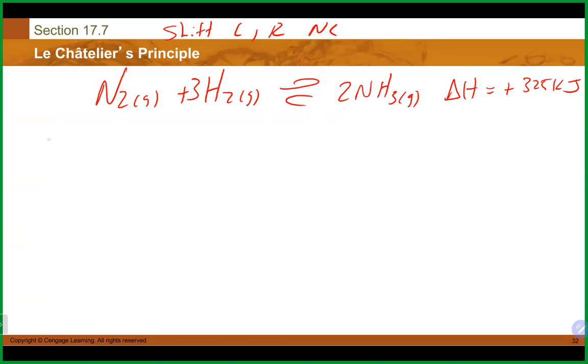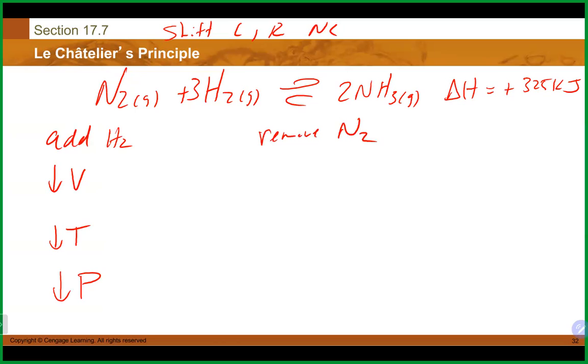If we do these things: add H2, decrease the volume, decrease the temperature, decrease the pressure, remove N2, add a catalyst, increase the temperature. All right, take a moment there, see what happens in each of these cases.